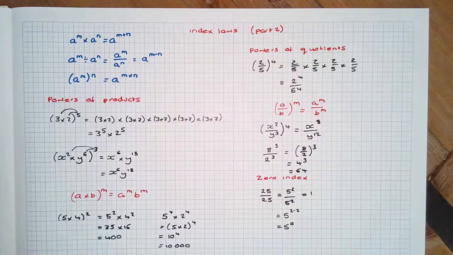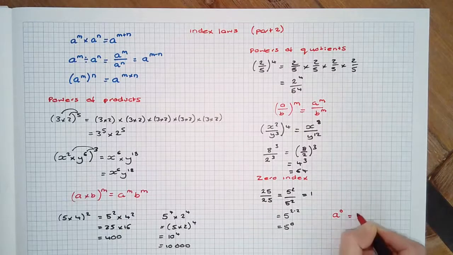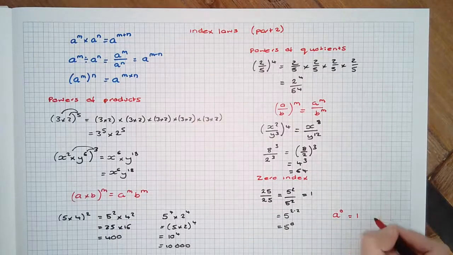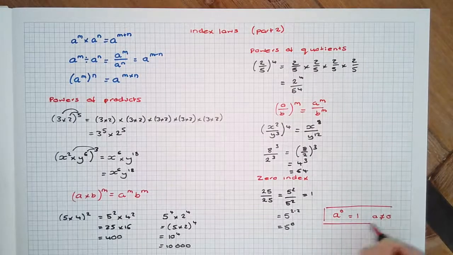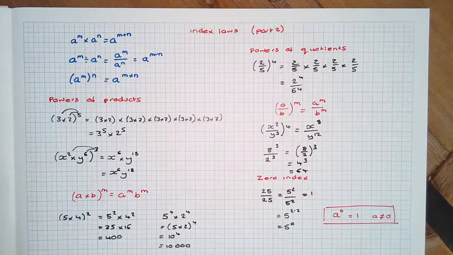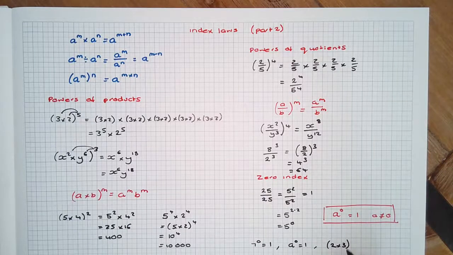So therefore, we can say that any number to the power of 0 will equal 1. But a cannot equal 0. So let's have a look at a few examples here. We can say that 7 to the power of 0 equals 1. We can say that a to the power of 0 equals 1. We could say (2 times 3) in brackets, all to the power of 0 equals 1.